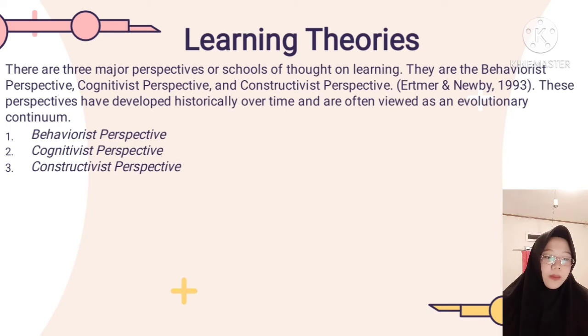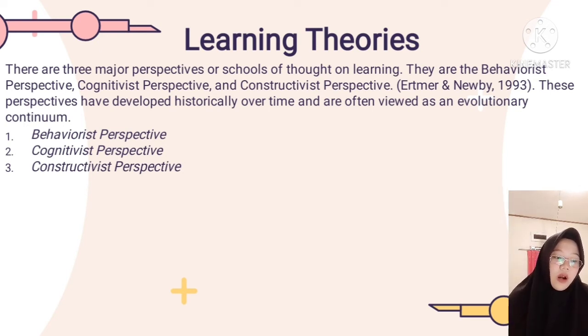Okay, number 1 is about the behaviorist perspective. The behaviorist perspective of learning focuses on rewarding or reinforcing desired responses in the learning environment. And the second is about the cognitive perspective. The cognitive perspective, as the name implies, focuses on the cognitive processes that occur in the brain as learning occurs. And the last is about the constructivist perspective. The constructivist perspective focuses on how learners construct meaning as they learn.